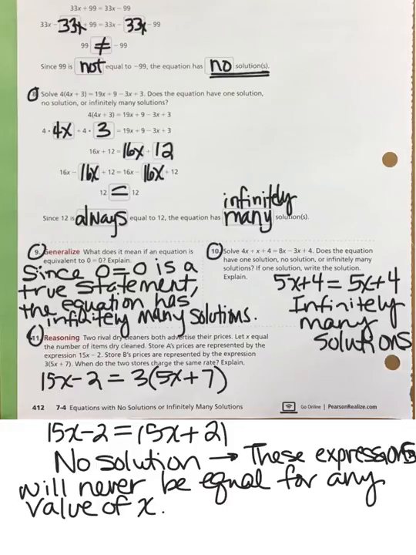In number 11, considering the two dry cleaners' prices and the expressions that represent them, the expression for store A, 15x minus 2, equals store B, 3 times the quantity 5x plus 7, results in the equation 15x minus 2 equals 15x plus 21. There is no solution to this equation because there is no value of x that will ever make that expression equal to the other expression.